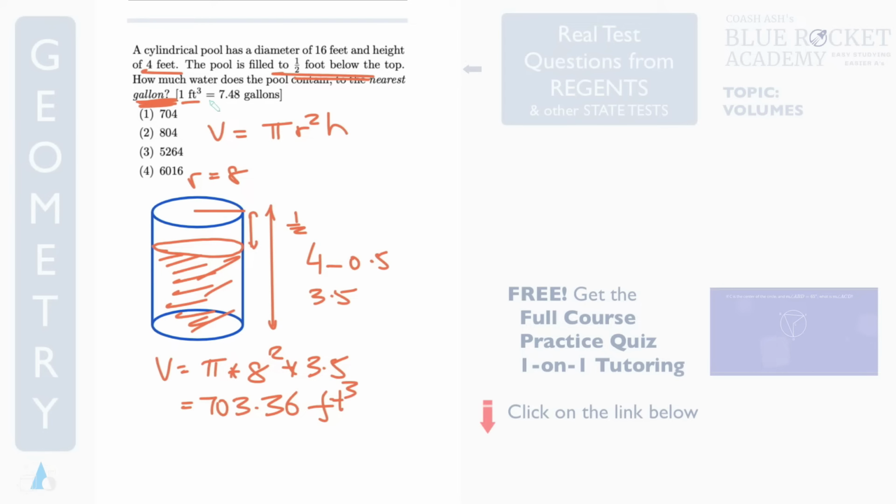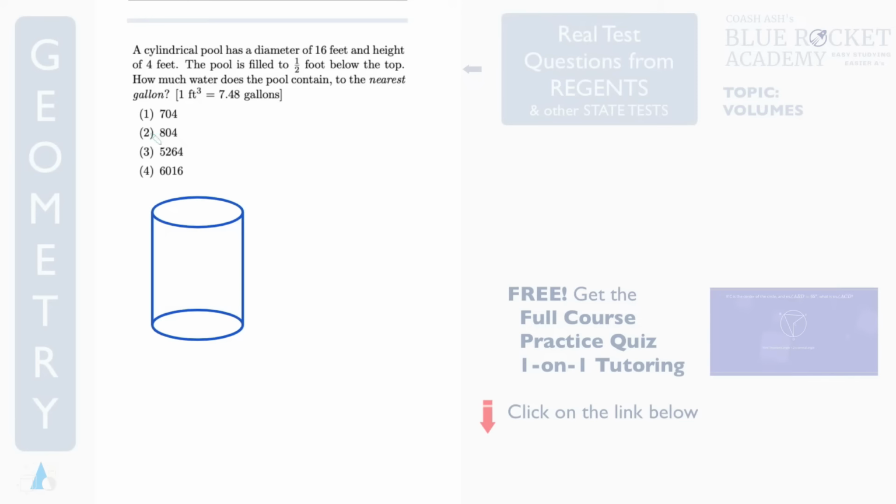you're given 1 foot cubed is 7.48 gallons. So remember, what you do here is you multiply by this ratio. You multiply it by 7.48 gallons divided by 1 foot cubed. So foot cubes cancel out, and then you got 703.36 multiplied by 7.48. And so the answer is going to be roughly 5264 gallons. And so therefore 3 is the correct answer.